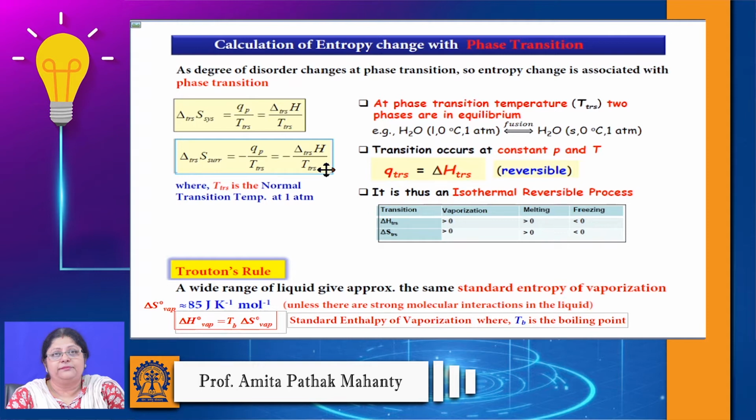Ma'am, when we say that when phase transition occurs, the delta S universe will be zero, what is the physical meaning? I mean, there is some disorderliness, right? While vaporization or melting.